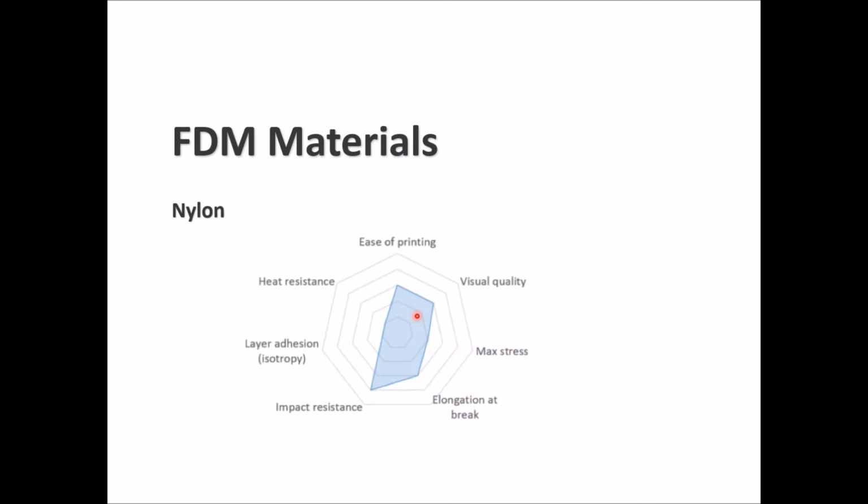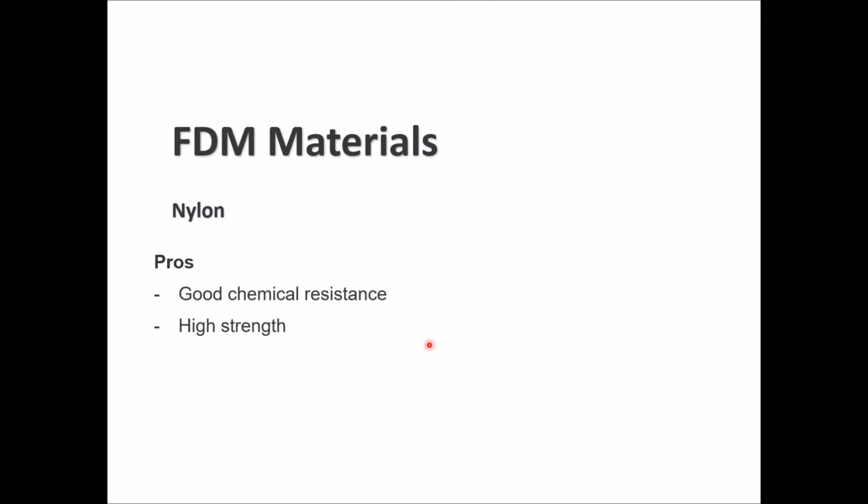The properties map for the nylon material shows that impact resistance is very good, heat resistance is very low, and layer adhesion is very low. Ease of printing is considered a little bit above medium, and visual quality is a little bit above medium, not great. For maximum stress, it can handle less than medium stress, and elongation at break is considered medium.